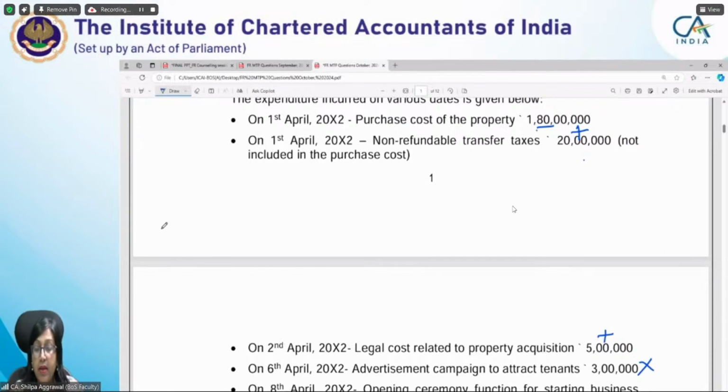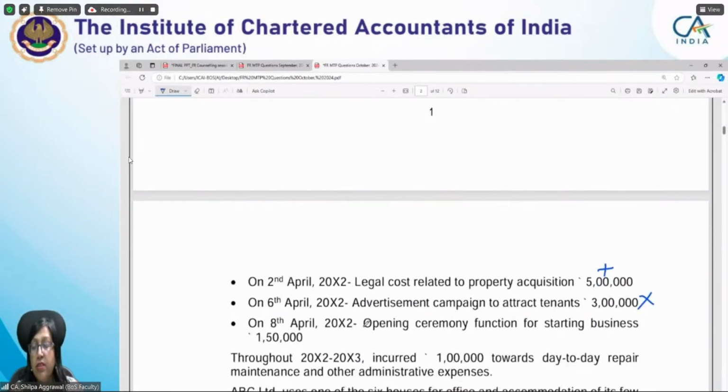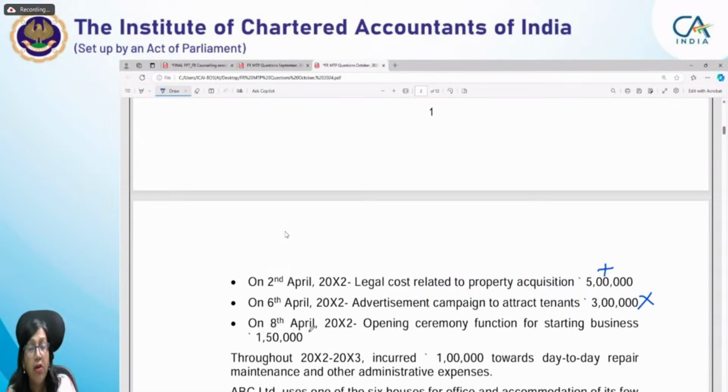On 8th April, opening ceremony function for starting business, 1,50,000. Again, this expenditure is not going to enhance the value of your asset. It is not going to increase the value. It is not going to make any value addition. It is simply an expenditure where you are celebrating that you have acquired that asset and that it is ready for use. Okay. So it is for starting business. So this is also not included, as it's not capitalized in the cost of the asset.